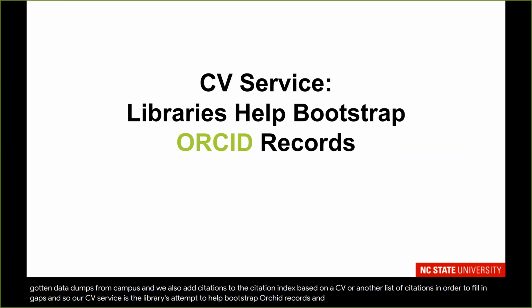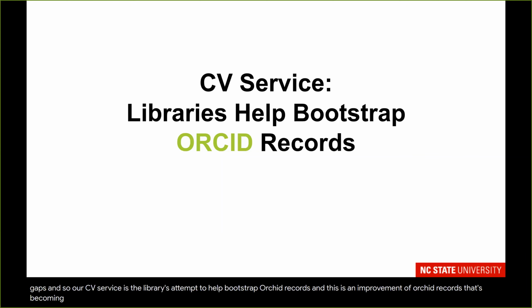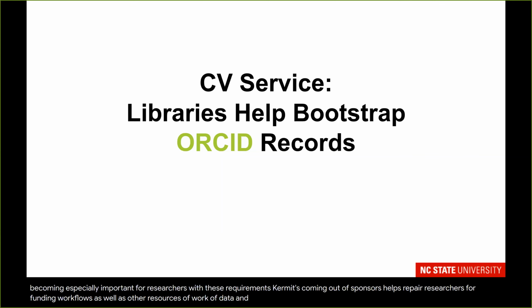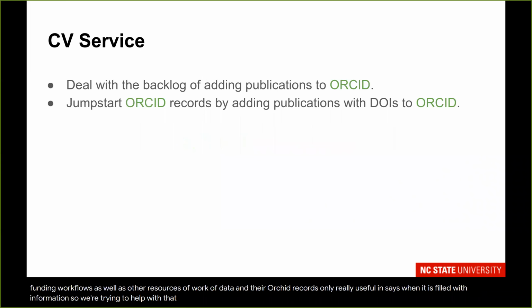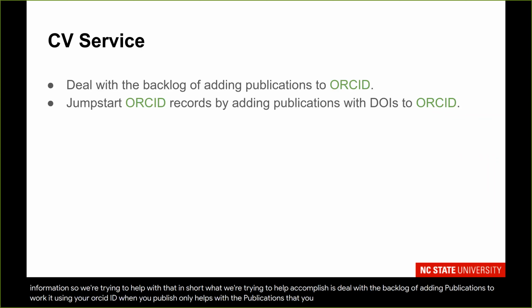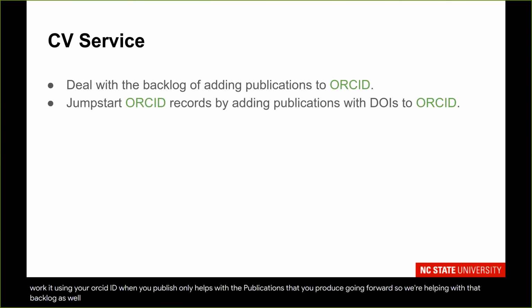And this is an improvement of ORCID records that's becoming especially important for researchers with these requirements coming out of sponsors. It helps prepare researchers for funding workflows, as well as other uses of ORCID data. And their ORCID records are only really useful in these cases when they are filled with information. So we're trying to help with that. In short, what we're trying to help accomplish is deal with the backlog of adding publications to ORCID. Using your ORCID ID when you publish only helps with the publications that you produce going forward. So we're helping with that backlog as well.